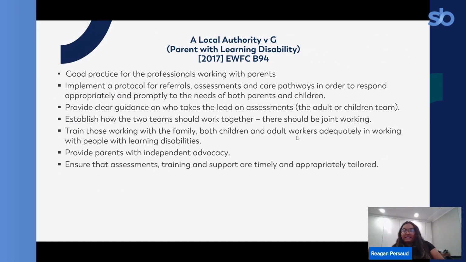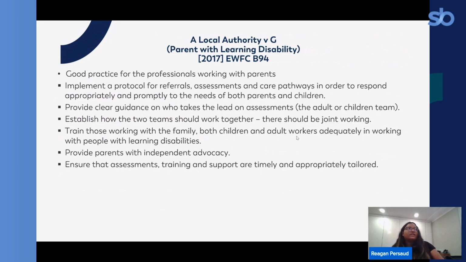There should be a system of referrals and assessments, as we discussed. There should be very clear guidance on who is assessing and who isn't assessing, and what support can come from where. The adult services team and the children's services team should be working together. There should be training for those working with the family so that they can understand the difficulties those parents may have and can adapt, for instance, give them the cognitive assessment. The parents should have independent advocacy, and everything should be timely and appropriately tailored.